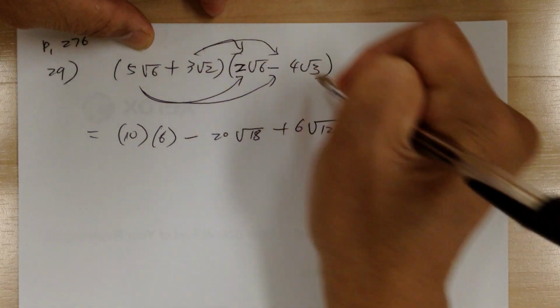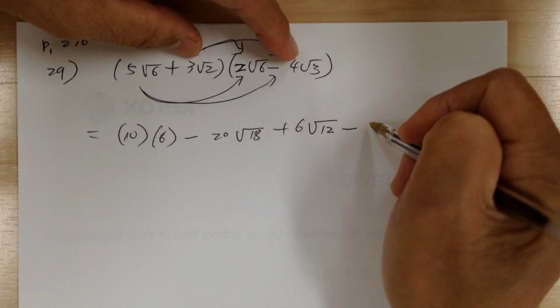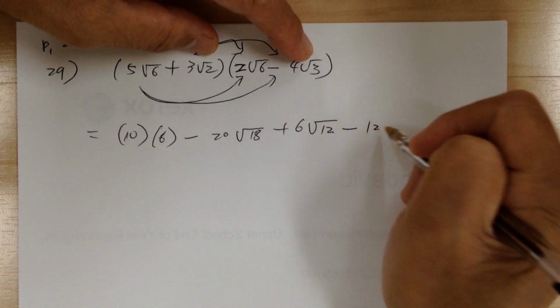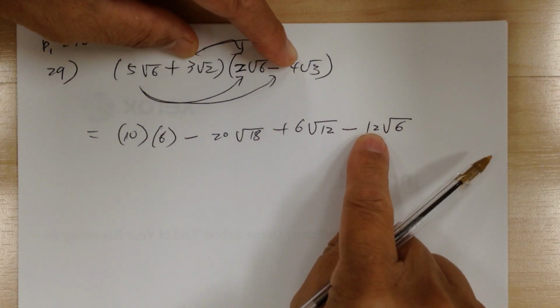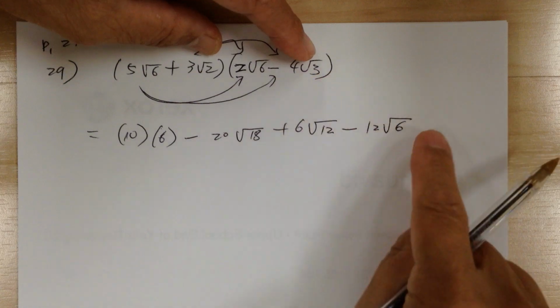And then you multiply, so it'll be a minus. The number is 12, and the radicand is 6. So again, you only multiply integer with integer to get 12, and multiply radicand with the radicand to get that.